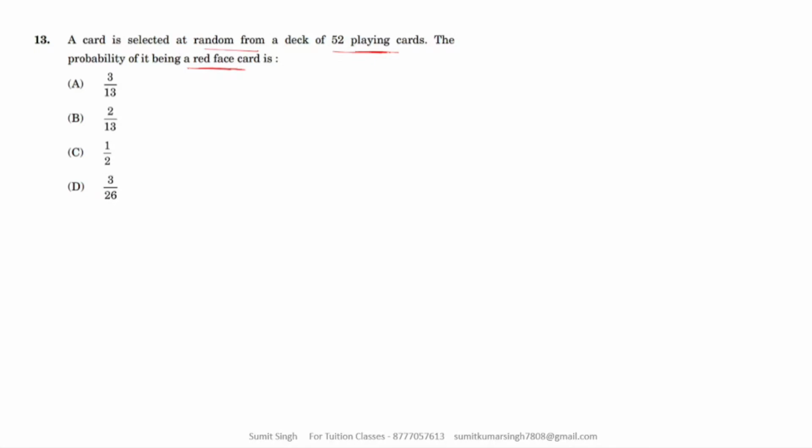So if we talk about the face cards, there will be three face cards: Jack, Queen and King. Out of the 52 cards, we have two red suits: one is hearts and the second is diamonds. So basically the total red face cards will be 3 hearts plus 3 diamonds. That will be 6. So now we can find the probability.